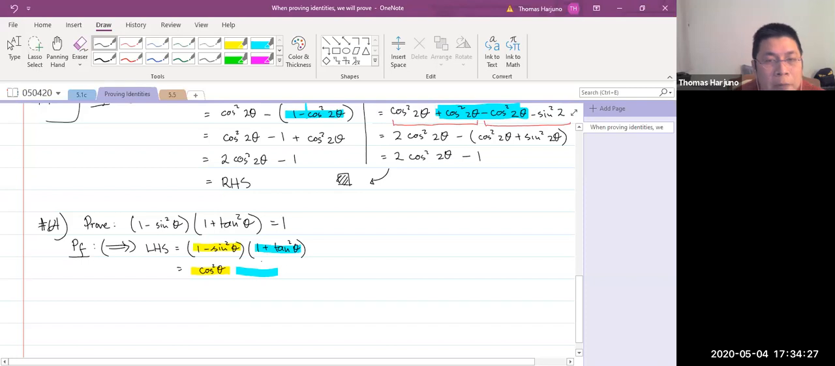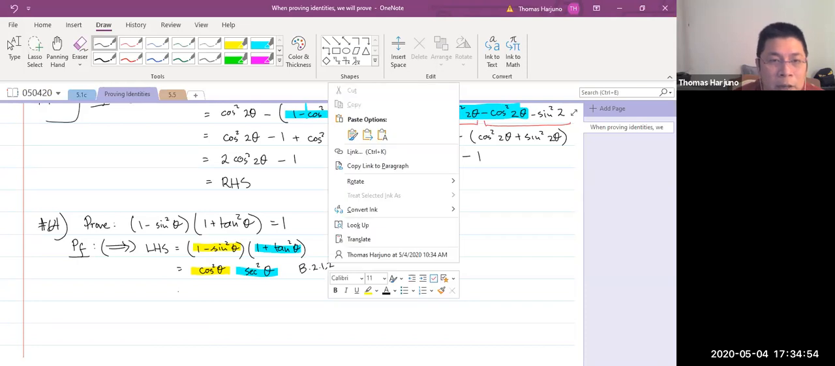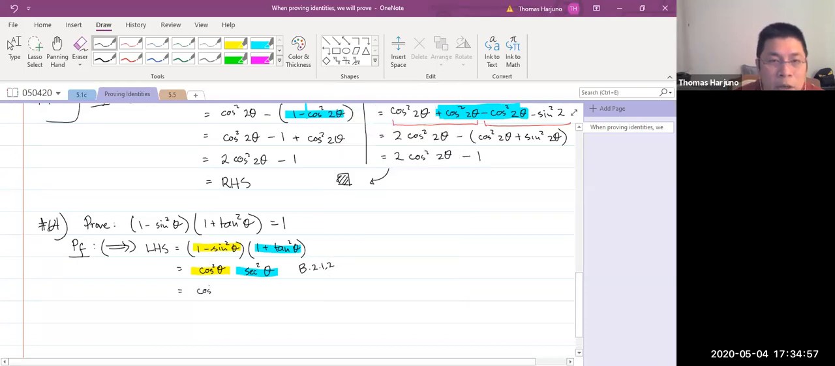And how about the blue part? That's secant squared theta. Right? That's basic identity formula 2, the first one and the second one. Okay, and then I go on further. Secant squared theta is 1 over cosine squared theta. So the product is 1, which is what we have on the right-hand side.